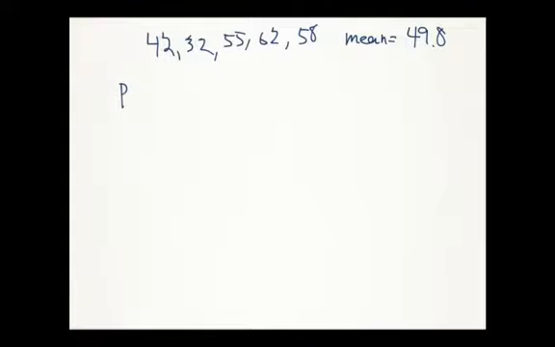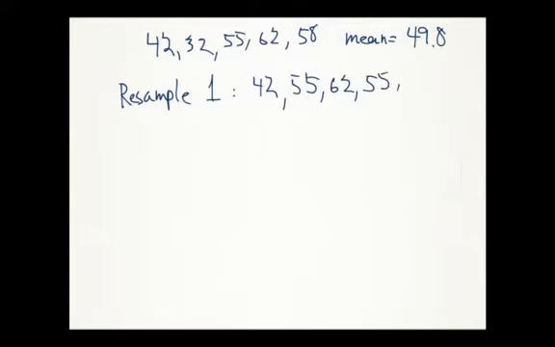Then we resample, again, remember, with replacement. And suppose our first one, we get 42, we get 55, we get 62, we get 55 because it's back in the pot, and 32. And the mean for this resample is equal to 49.2.